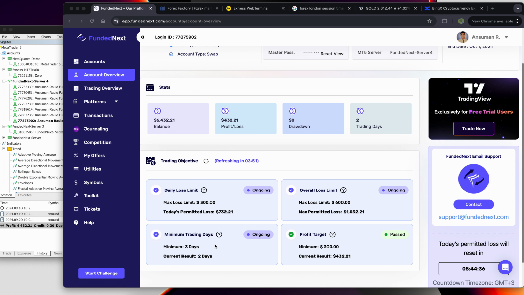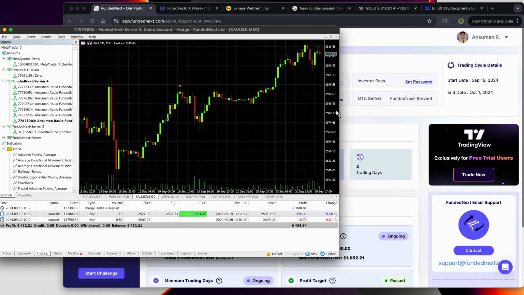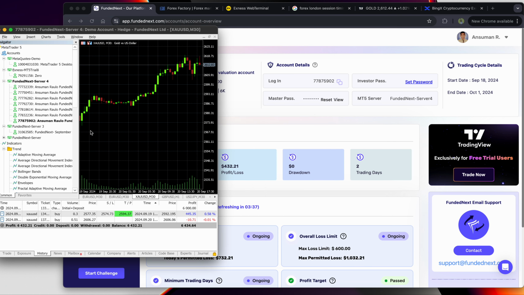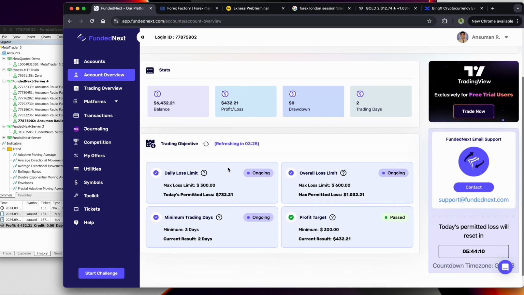You can execute orders randomly and close them with a very small quantity without any profit and loss. So this is the account, guys. You can see the login id, and also here in the MetaTrader, let me match the login id so it will be very clear to you. You can match the login id 77875902. Okay, so this is the profit in a single day.